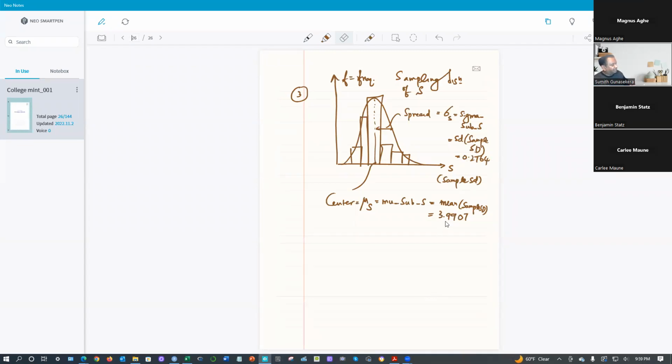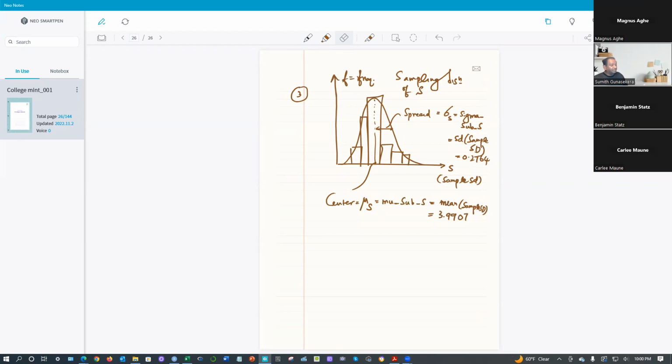Number 3, we're going to do that one. This can be done for any estimator. That's what we are trying to do over here. For b naught, can you do the same thing? Yes. Can you find the center? Yes. This center is the same as the mean of the S standard deviations. The spread is 0.2764.